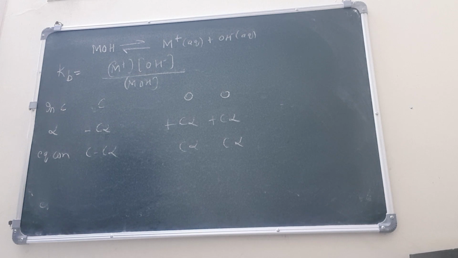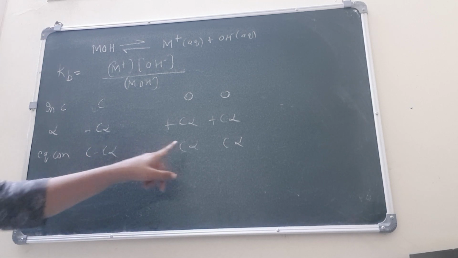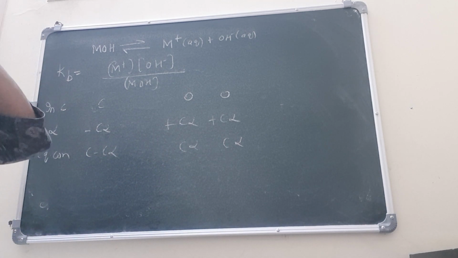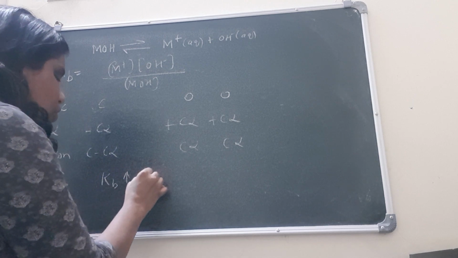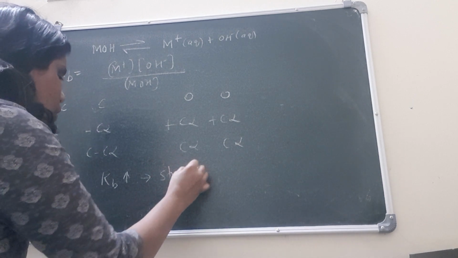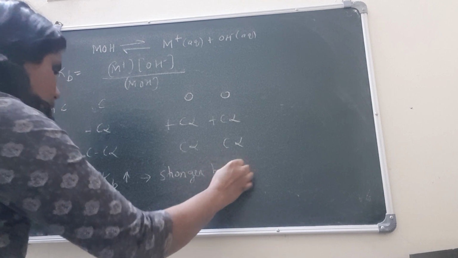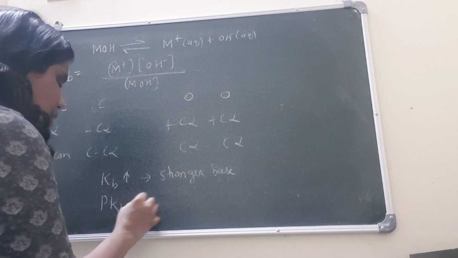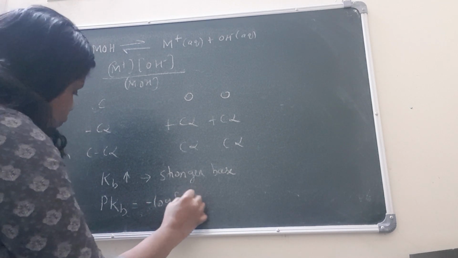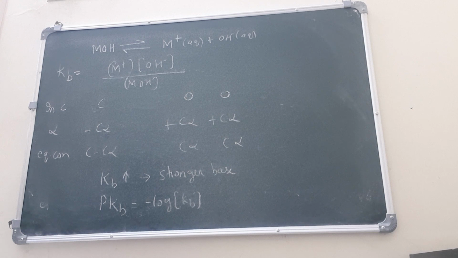Exactly the same thing. So this is my Kb, and then you will calculate all of that the same way. Kb will be this into this divided by this. Refer to my notes if you want, but it is exactly the same thing. And again, if Kb is higher, that means the base is stronger. Kb is higher, stronger is the base. And you can also find pKb, which is minus log of Kb.